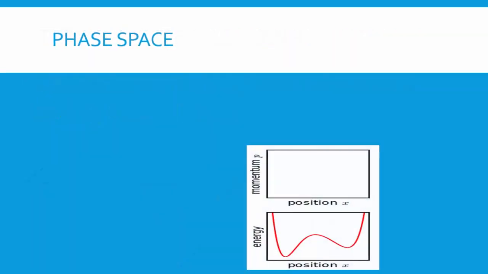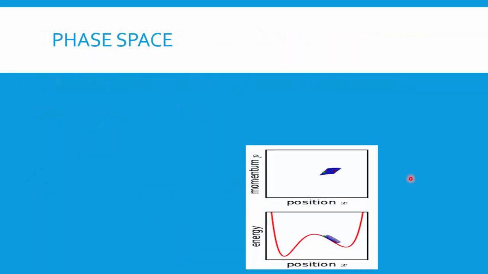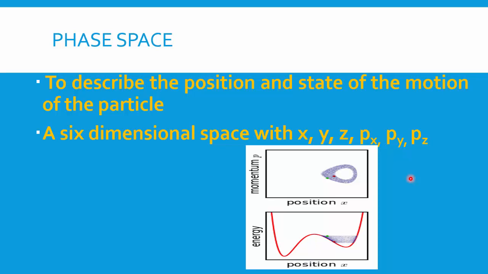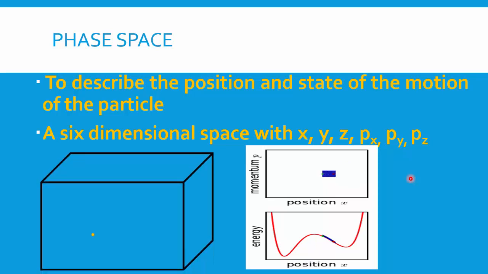We move to the next concept, which is called phase space. This is a very important concept in statistical mechanics. Phase space basically gives you a graph or a plot between momentum and position. So basically it describes the position and state of the motion of the particle. Suppose a particle moves, suppose you consider many particles moving in a box or in a container of volume V.